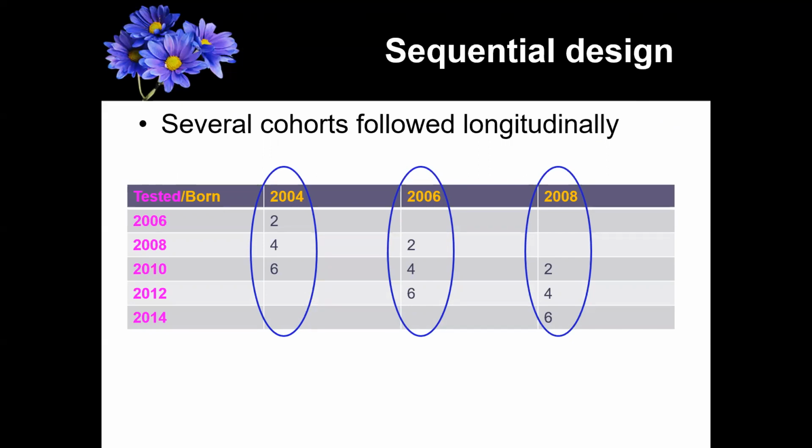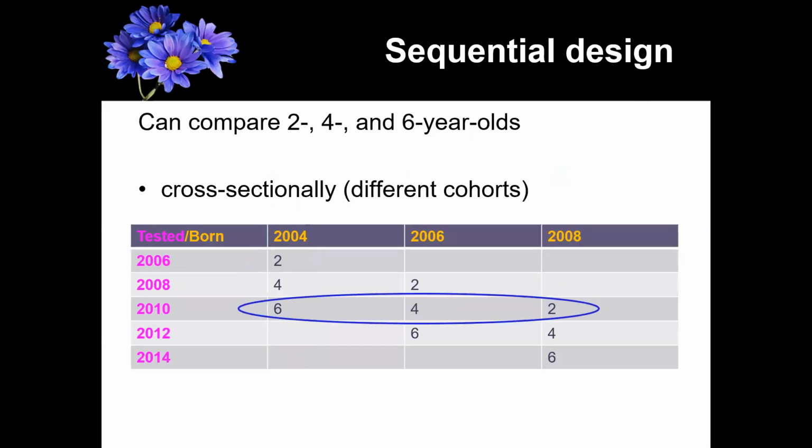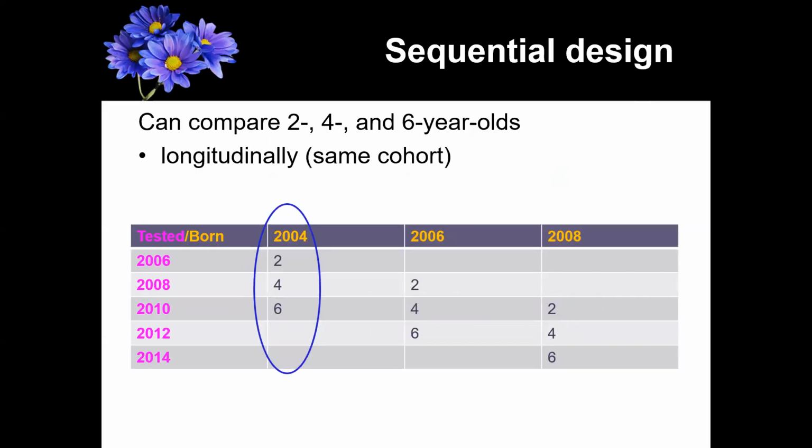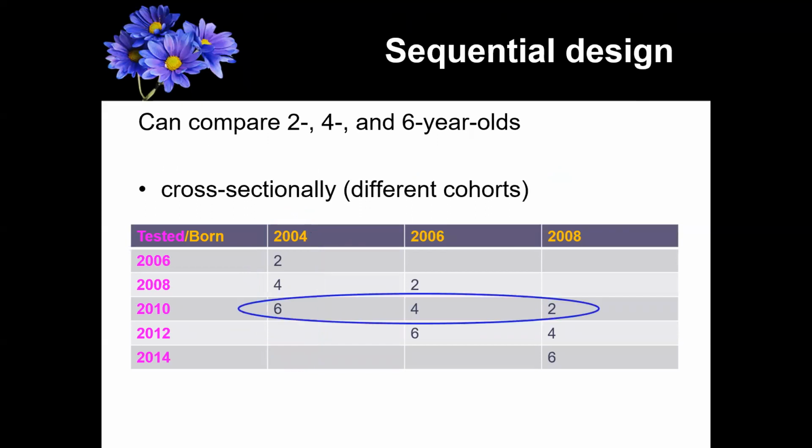Sorry, this would be a sequential design. So basically, again, you're testing the same people multiple times, but you're also testing different cohorts. I might get people who were born in 2004, 2006, and 2008, and they'll serve as my 2-year-olds that I'm going to test, then my 4-year-olds, but they'll also serve as my 4-year-olds and my 6-year-olds. So you're having different cohorts and you're testing people repeatedly. So it's longitudinal and it's cross sectional.